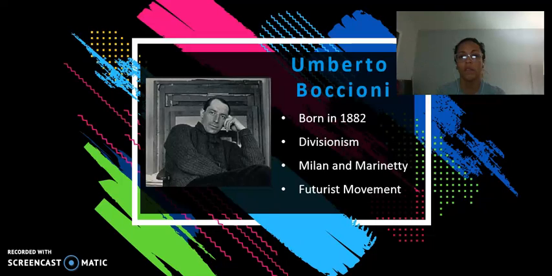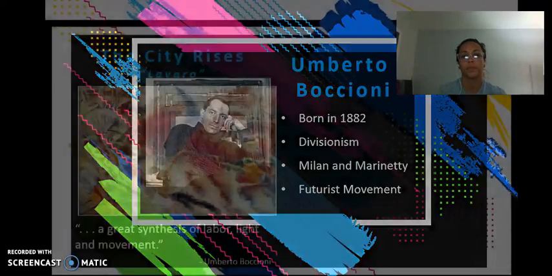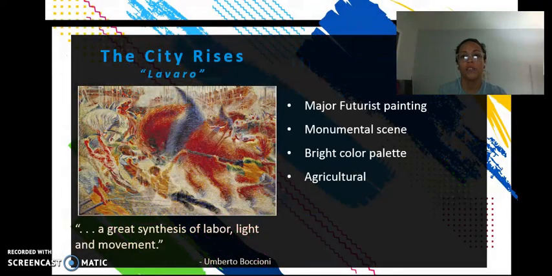The next manifesto called for the abandonment of traditional subjects and instead called on artists to paint the modern life that surrounded them. Buscioni's first major futurist painting, The City Rises, embodies this declaration. The canvas is large-scale, like a history painting, transforming the everyday labor of the anonymous worker into a monumental scene. Buscioni himself called it a great synthesis of labor, light, and movement.